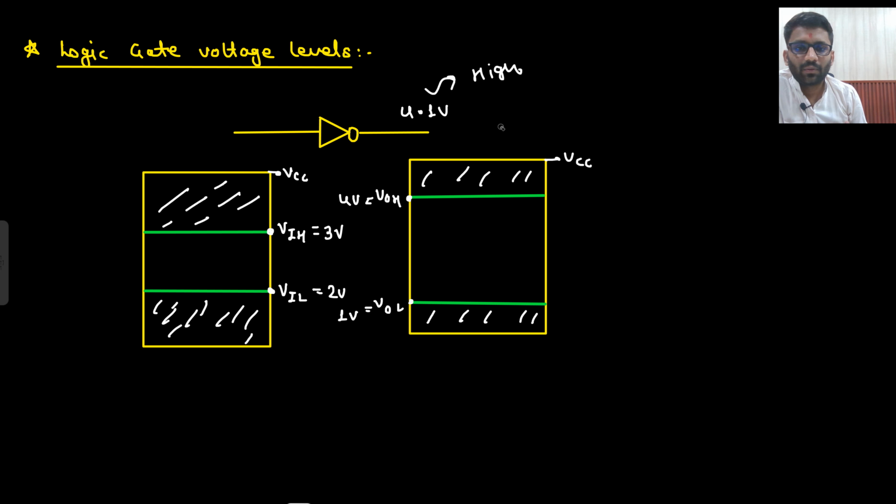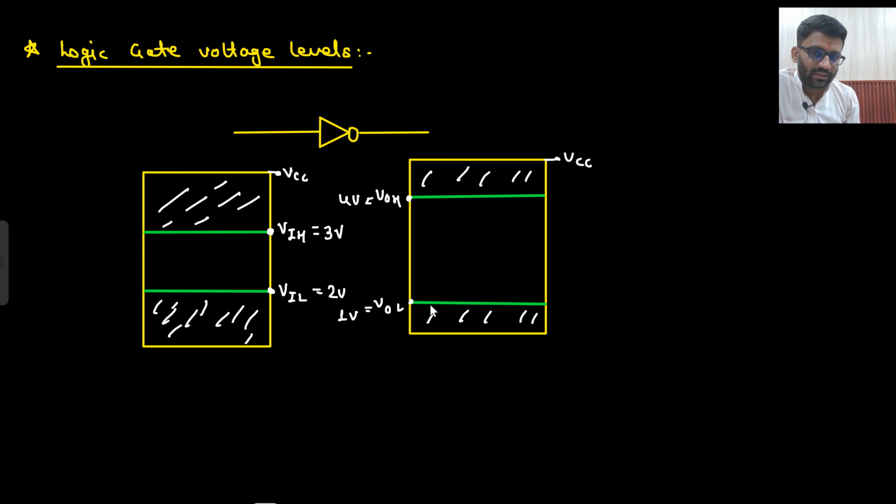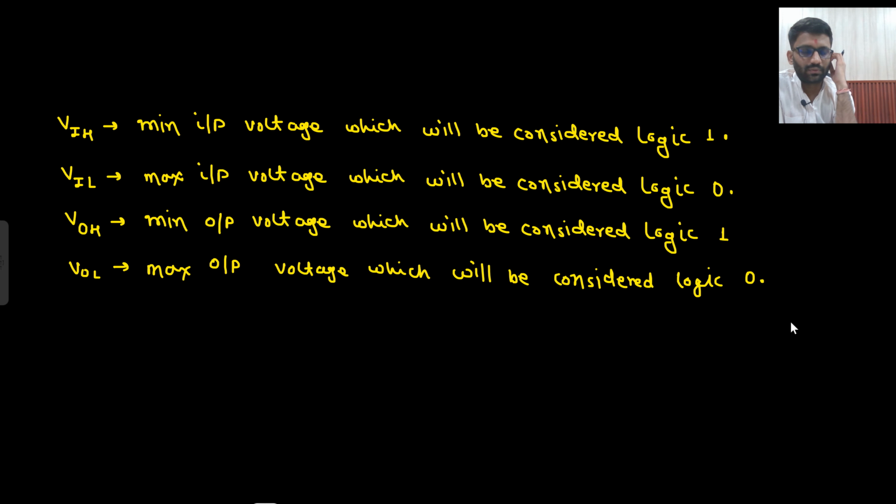So the words I have written, what is your VOH, what is your VOL. VIH is associated with input, so the minimum input voltage which will be considered as logic 1. And VIL is associated with input only, so the maximum input voltage which will be considered as logic 0. VOH is associated with output, so the minimum output voltage to be considered as logic 1. And VOL is associated with output, so not minimum, maximum output voltage to be considered as logic 0, right?